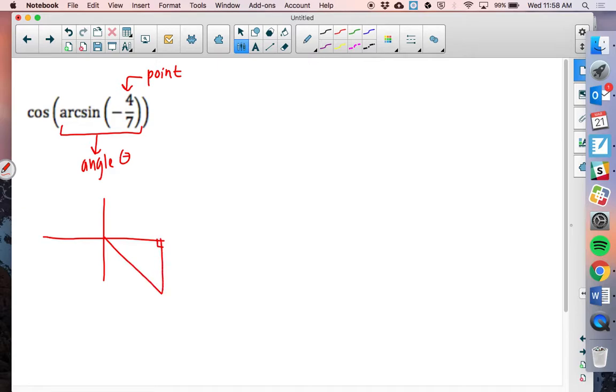And I know that because the sign is negative, and the angle that comes out of arcsine has to be in between negative 90 and 90. All right, knowing that, sine is opposite over hypotenuse. So my opposite is going to be negative 4. My hypotenuse is going to be 7.